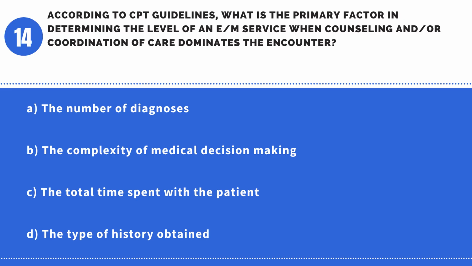Question 14. According to CPT guidelines, what is the primary factor in determining the level of an E/M service when counseling and/or coordination of care dominates the encounter? A. The number of diagnoses. B. The complexity of medical decision-making. C. The total time spent with the patient. D. The type of history obtained.